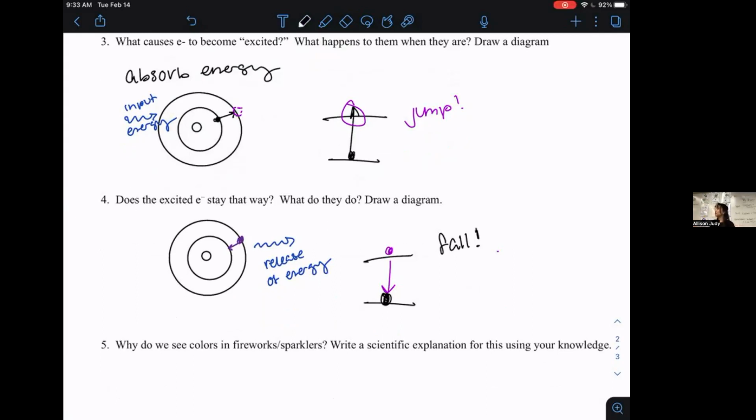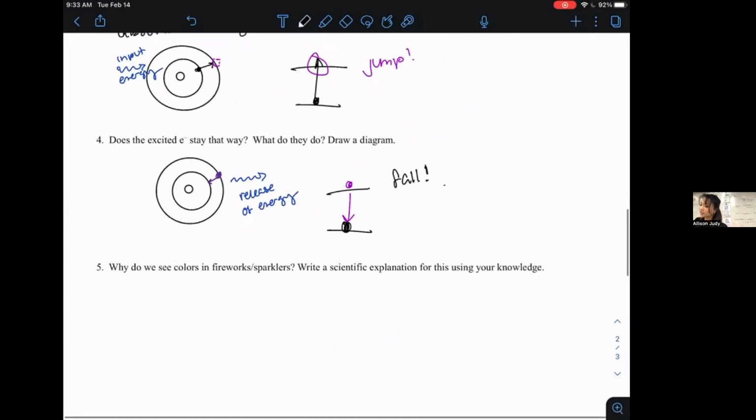You could have said it falls from 7 to 3, then from 3 to 1. Sometimes it falls in series. Sometimes it doesn't fall in one giant go. Either way, you definitely want to get back to the ground state. You definitely want to get back to where it originally was. Okay.